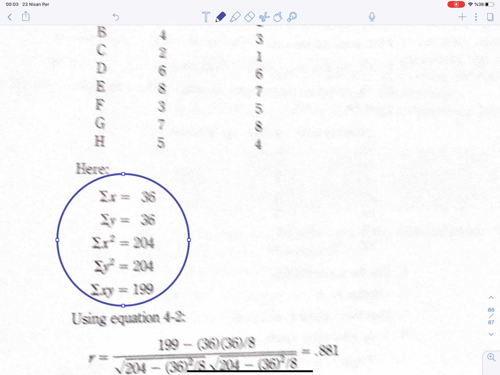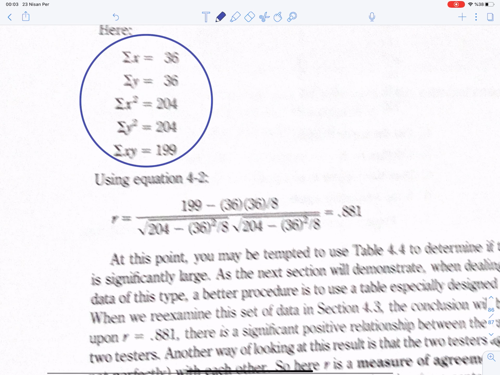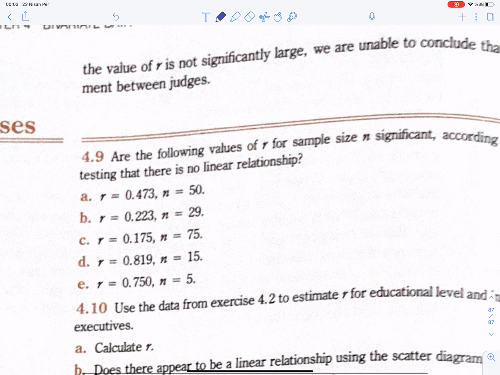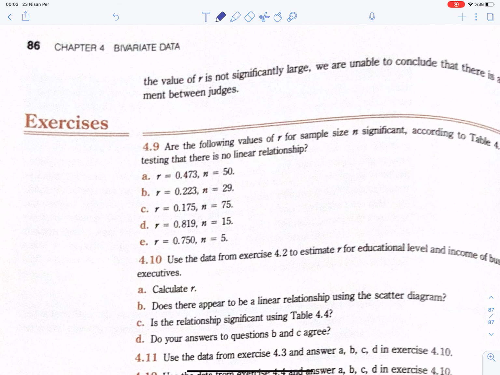Yes, that's the sum of the cross product xi yi, and this is the sum of x, and that's the sum of yi. Those exercises are worth reading.